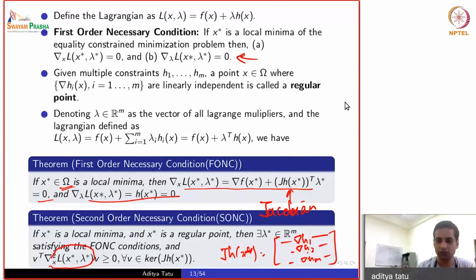I'm not going to go into the proofs for the second order necessary conditions. Again, I hope the intuition is clear. If it's a minima, the second order derivative must be positive there. The only thing here is we need not have the second derivative positive in any direction, because some directions are forbidden for you to explore, simply because they would violate your equality constraint. So only in those directions in which you are not going to violate the equality constraints should you be worried about the second order derivative.